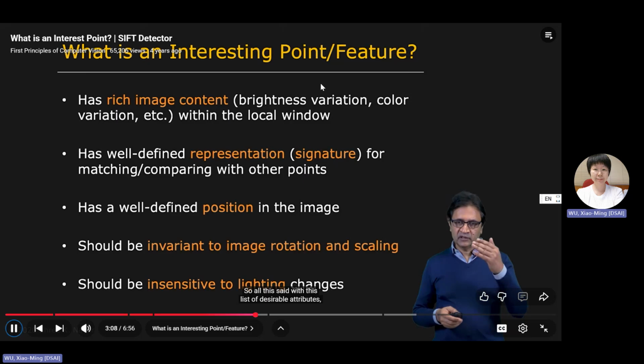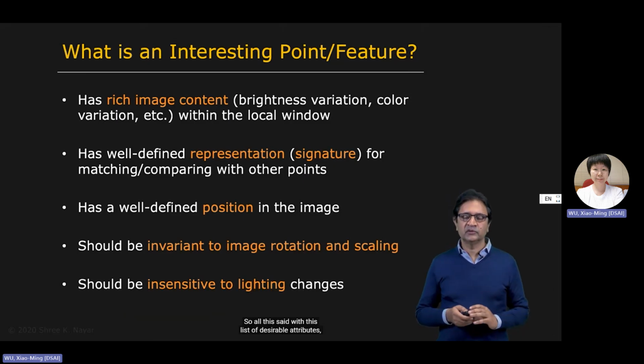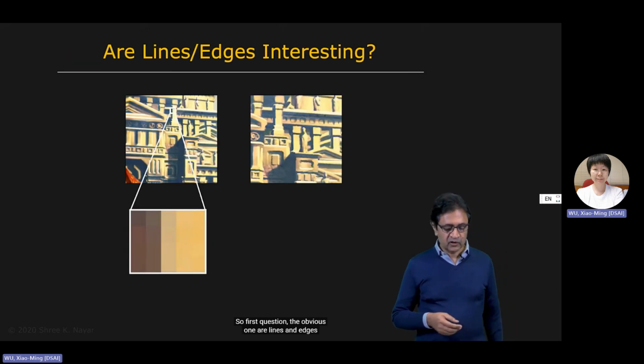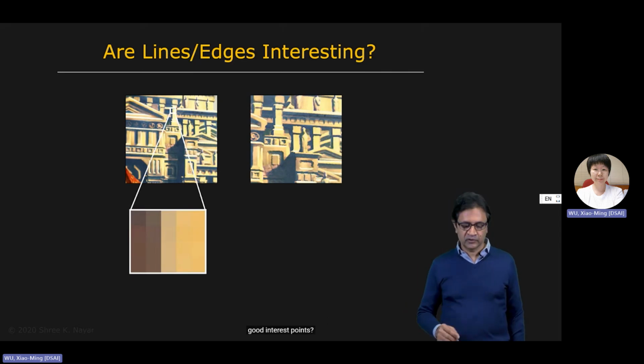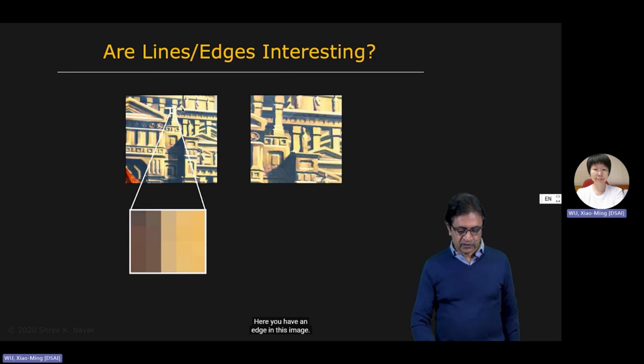So all this said, with this list of desirable attributes, the question again is, what then would be a good interest point? So first question, the obvious one, are lines and edges good interest points? Well, let's take a look at that. Here you have an edge in this image. This is an image of a scene. This is a slightly more close-up image of the same scene. And here you have an edge, and we already know that edges are rapid changes in brightness within a small window, and that's what you see here. You have a rapid change. And the question is, is this interesting enough?